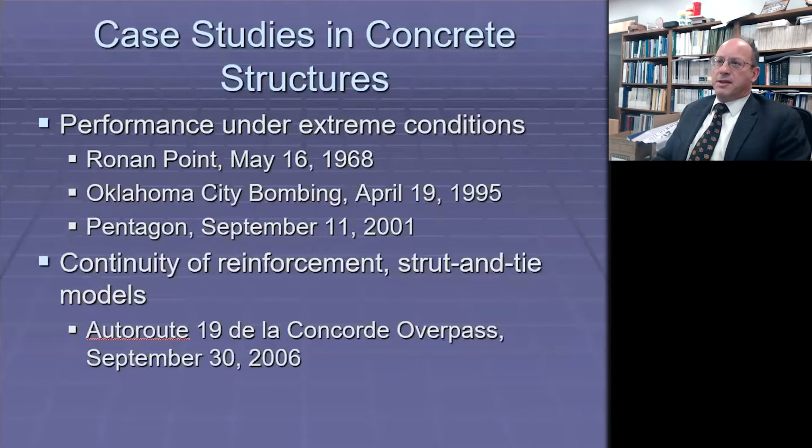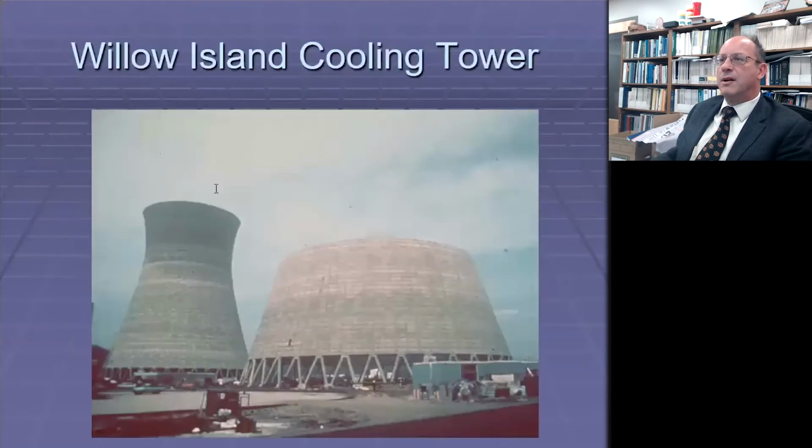Some other important cases, and I probably won't have time to get into these today, look into building performance under extreme conditions. That includes the Ronan Point collapse of 1968, as well as the Oklahoma City bombing, not far from where I live now in Stillwater, and the Pentagon. And then also looking at reinforcement, strut and tie models, development, continuity of reinforcement, the Autoroute de la Concorde overpass collapse in Laval, Quebec, about 14 years ago.